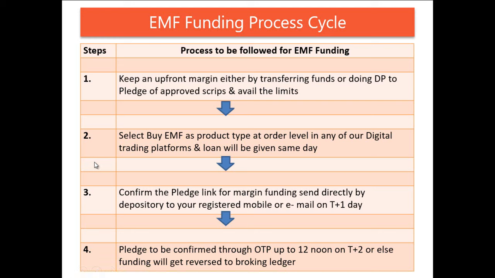Now, there's a certain funding process cycle which you will have to know before using this product. Step one is to keep an upfront margin, either by transferring the funds or doing a DP pledge of approved scrips, and avail the limit. Basically, to have this funding, you will have to have the amount in your account. Based on it, you will get leverage on the funds which you have. Either you keep the funds in your account, or you can do a pledge, and the funds are released for the pledged shares. Similarly, you can use that value.